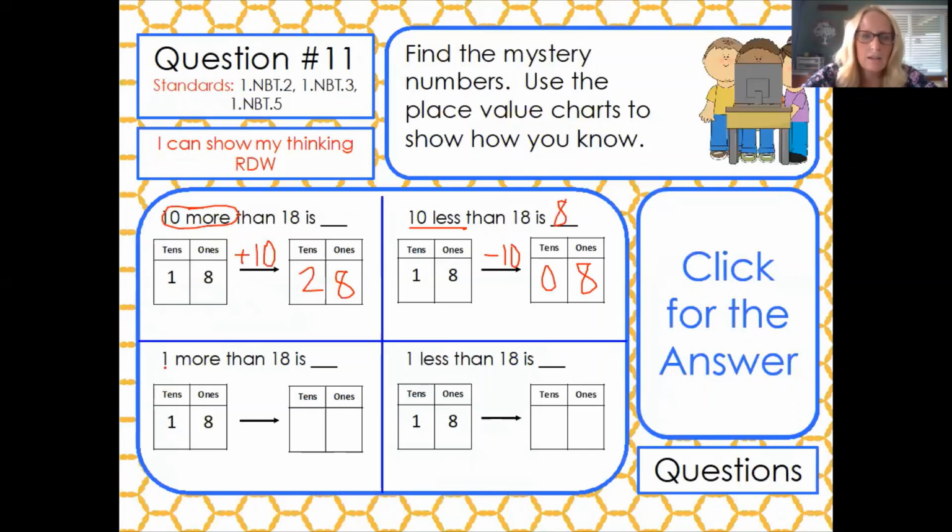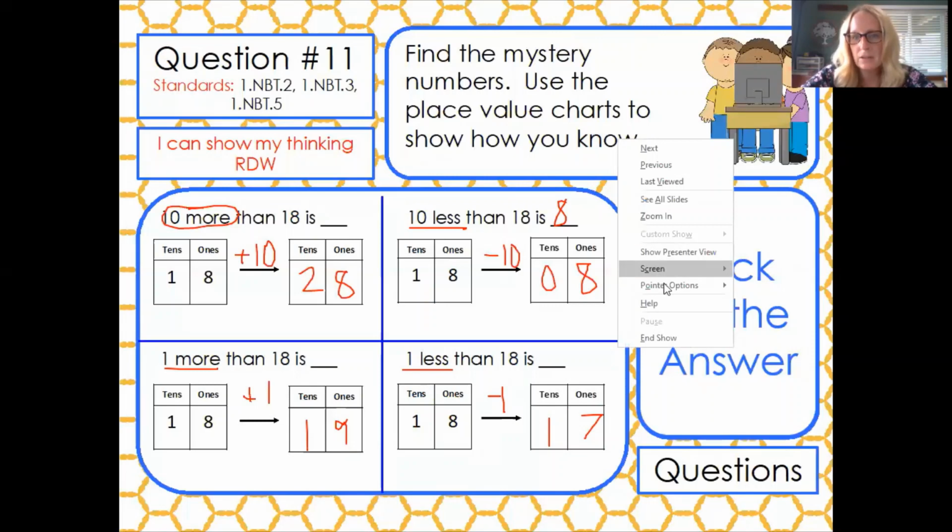1 more than 18. I know this time more means I'm adding, but I'm not adding a group of 10. I'm just adding 1. So this time I'm paying attention to the ones place. My 8 is going to go up 1, which will make it 9. And my group of 10s did not change, so I just bring that 1 over. 1 more than 18 is 19. 1 less than 18. I'm going to take away 1 this time. So I'm not taking anything away from the tens, but from the ones. So if I have 8 ones and I take 1 away, now I have 7. I'm going to bring that 1 over. So 1 less than 18 is 17.